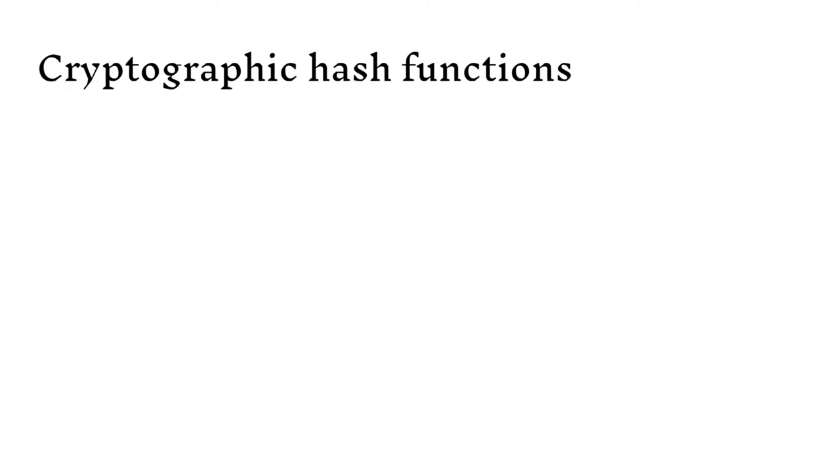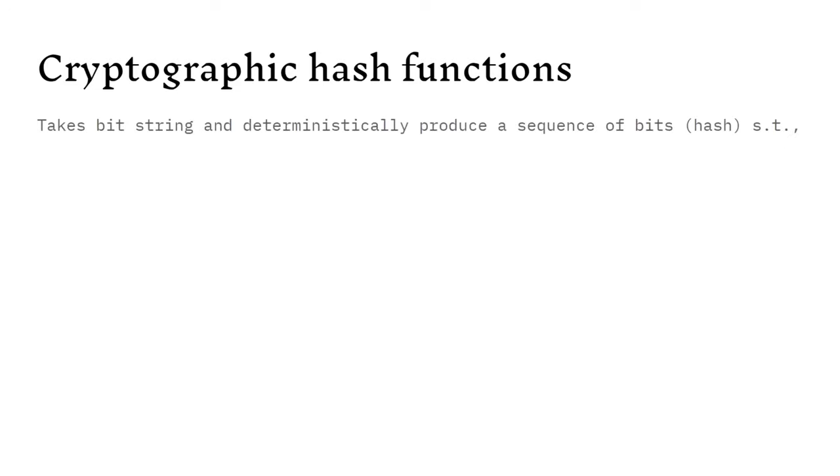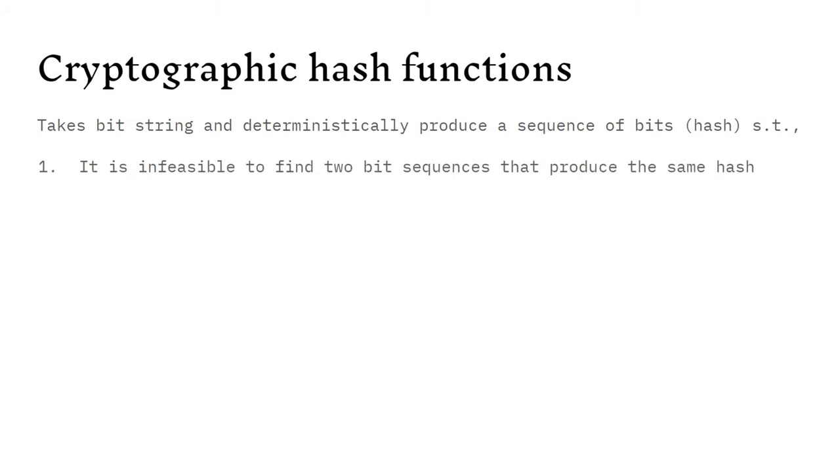The solution that we came up with was helped by the fact that I took a cryptography class for some CS systems requirements. Cryptographic hash functions are really the right type of tool for this issue. A cryptographic hash function takes a bit string, a sequence of bits, and deterministically produces a new sequence of bits called a hash, such that it is infeasible to find two input bit sequences that produce the same hash. There's no way to manipulate an input and get the same hash.